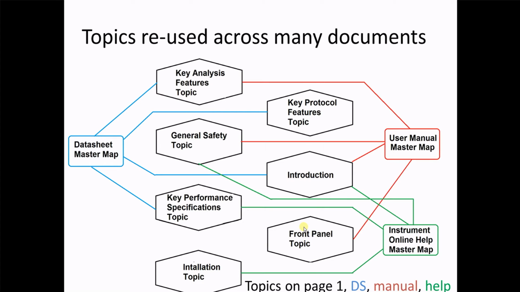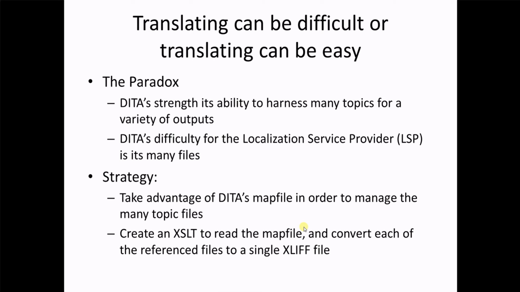Okay, so that's just to show you that you've got a lot of different maps and a lot of different topics. These are all standalone files. So translating these can be difficult, or translating these can be easy, and that's because of the paradox. DITA's strength is its ability to harness many topics for a variety of outputs, and DITA's difficulty for the localization service provider is the many files.